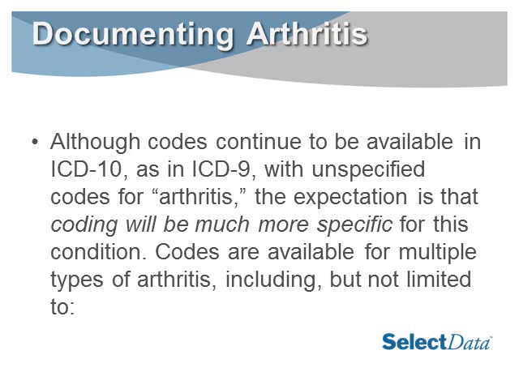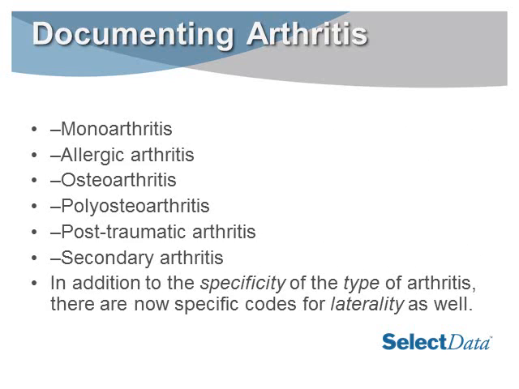Documenting arthritis: codes still continue to be available in ICD-10, as in ICD-9, for unspecified, quote-unquote, arthritis. The expectation is that coding will be much more specific for this condition because codes are available for multiple types of arthritis, including but not limited to monoarthritis, allergic arthritis, osteoarthritis, polyosteoarthritis, post-traumatic arthritis, and secondary arthritis. In addition to the specificity as to the type of arthritis, there are now specific codes for laterality as well.